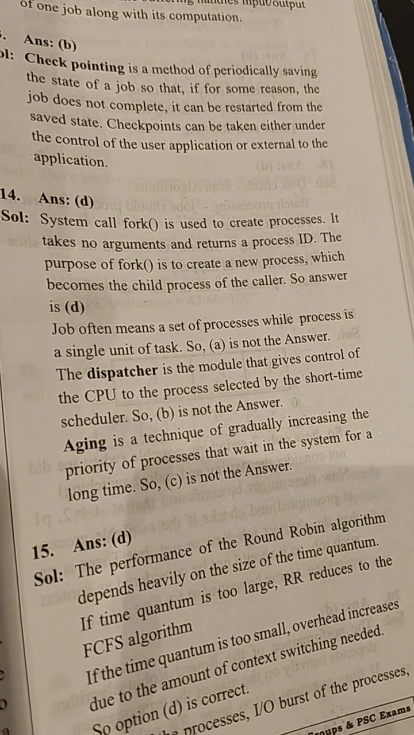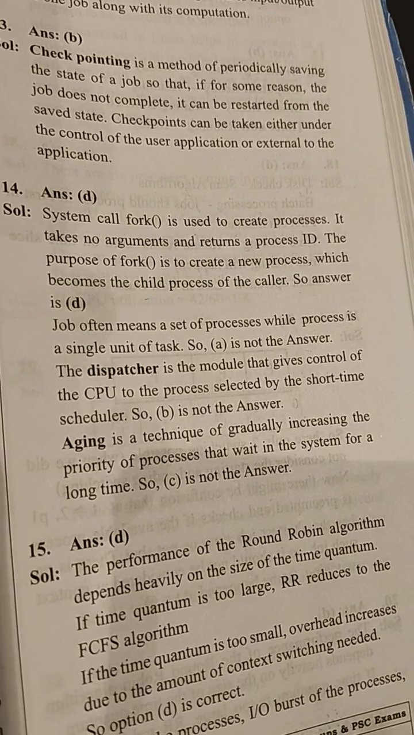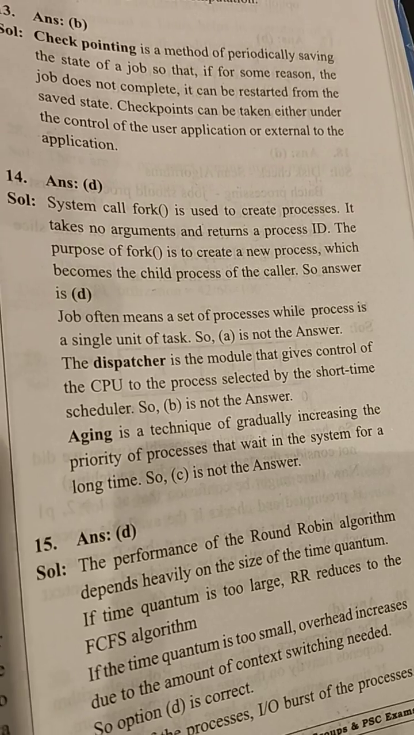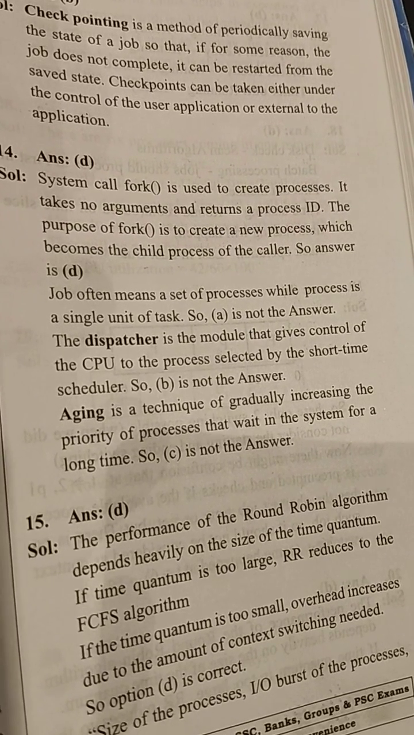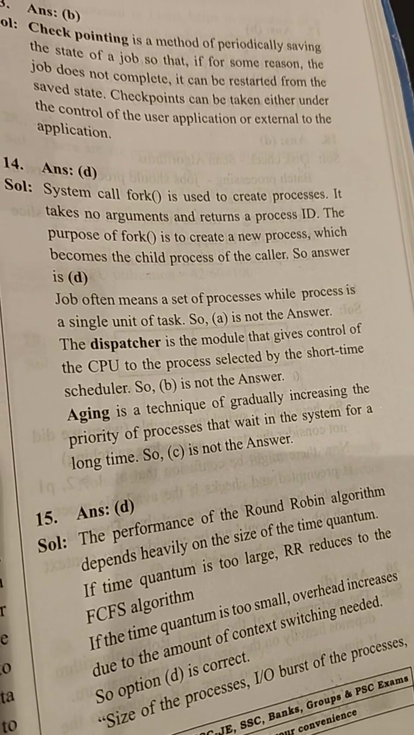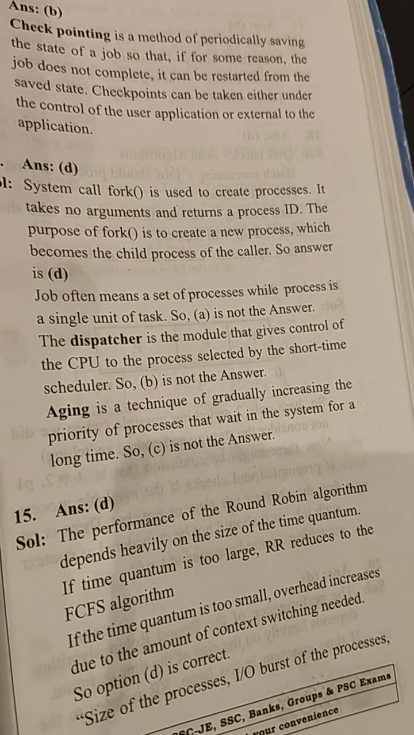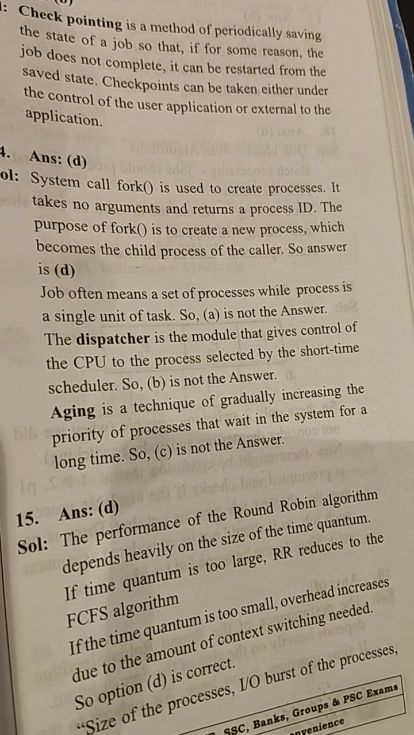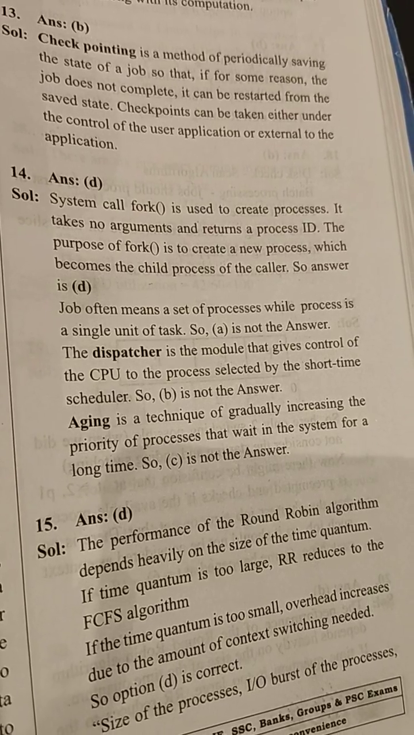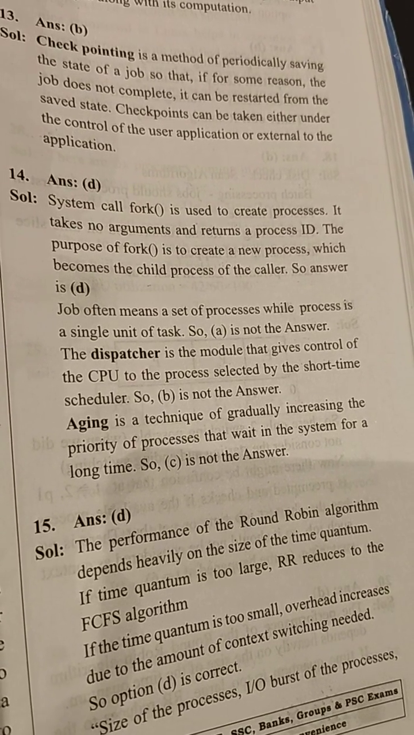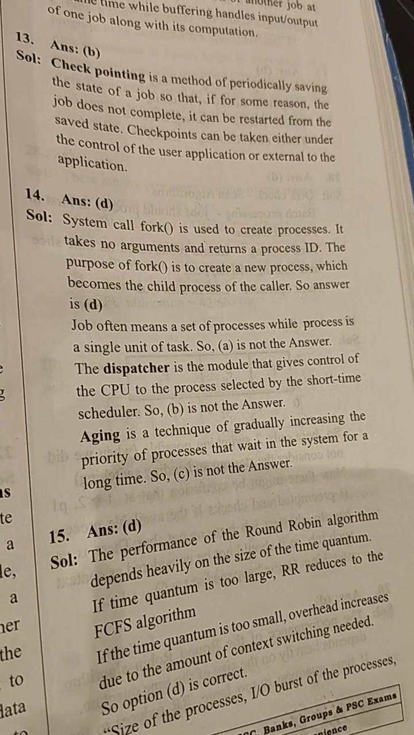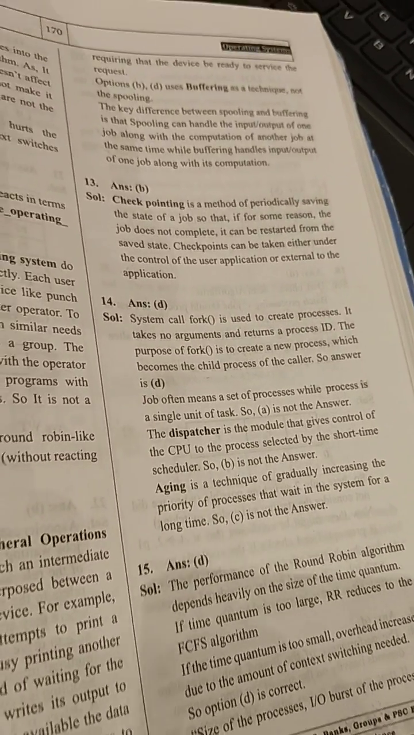The purpose of fork is to create a new process, which becomes the child process of the caller. So it is D. Often a job is a set of processes, while a process is a single unit of task. So A is not the answer. The dispatcher is a module that gives control of the CPU to the process selected by the short-term scheduler. So B is not the answer. Aging is a technique of gradually increasing the priority of processes that wait in the system for a long time. So C is not the answer.